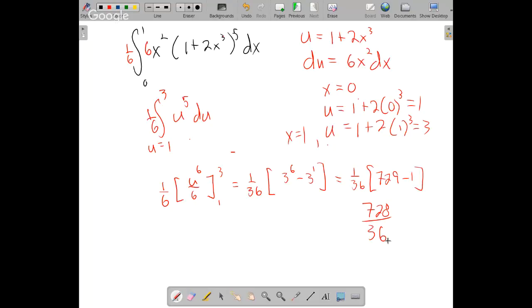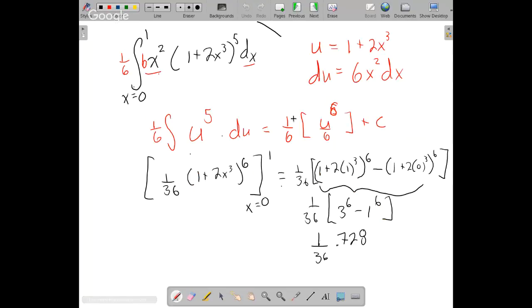So if you're doing a definite integral, you have two options. You can switch the boundaries from x to u, and then you don't have to reverse substitute, but you do have to calculate those boundaries. Or you can do the reverse substitution and plug in the original boundaries. So you just always need to proceed with caution with a substitution and a definite integral.